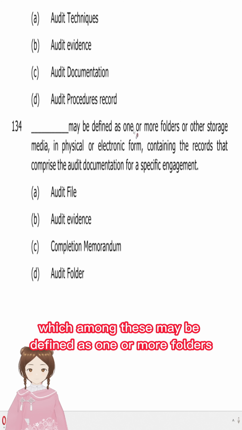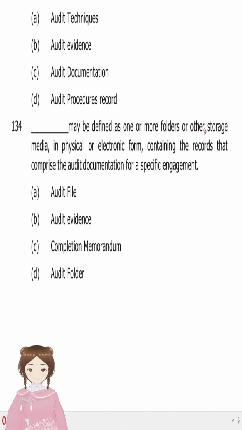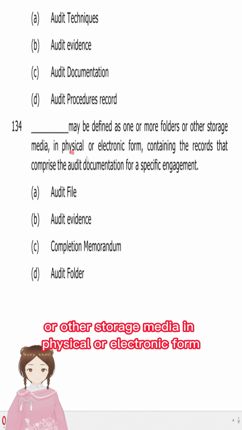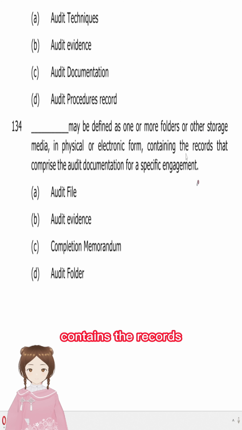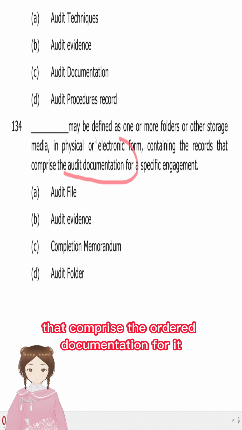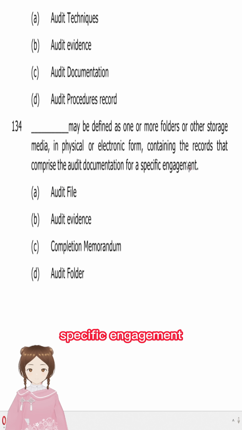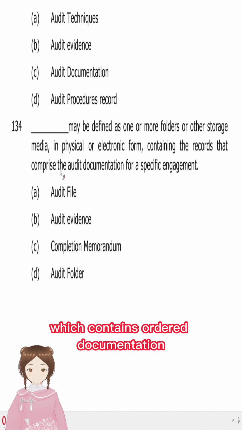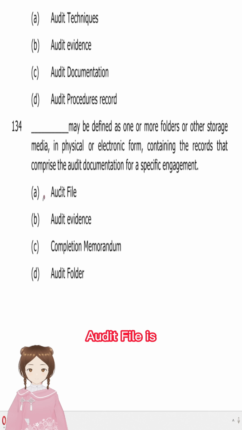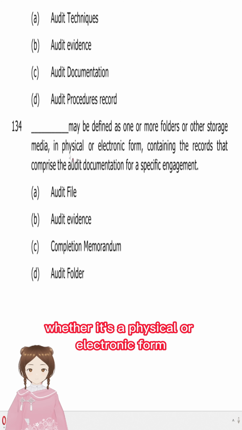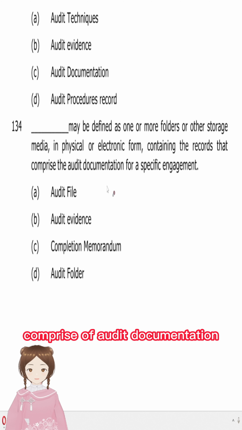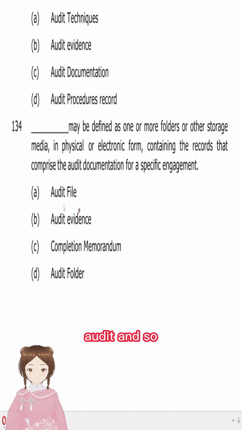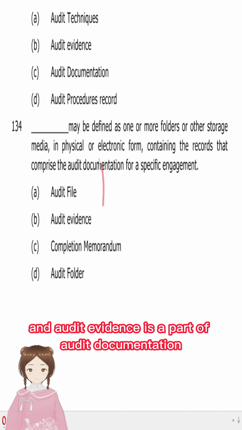Which among these may be defined as one or more folders or other storage media, in physical or electronic form, containing the records that comprise the audit documentation for a specific engagement? They are talking about the folder name which contains audit documentation: audit file. This audit file is defined as a folder, whether in physical or electronic form, comprising audit documentation. Option A is the most appropriate answer. And audit evidence is a part of audit documentation.